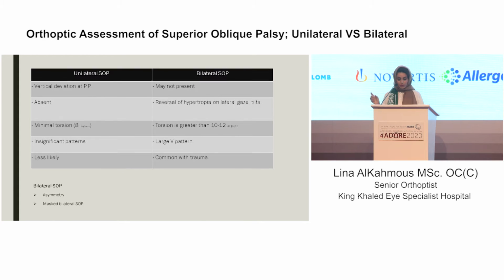So you could point to a masked bilateral superior oblique due to this reversal asymmetry of hypers. And the torsion in the bilateral superior oblique would be greater than 10 to 12 degrees, whereas it's less in the unilateral. Bilateral comes with a large V pattern, and it's very common with trauma. So whenever there is a trauma, suspect a bilateral superior oblique.